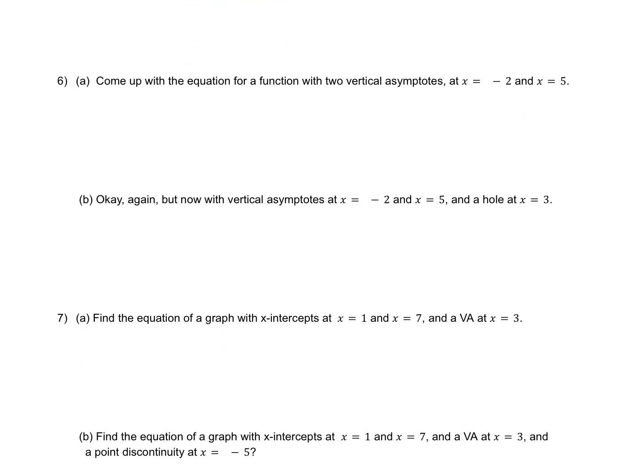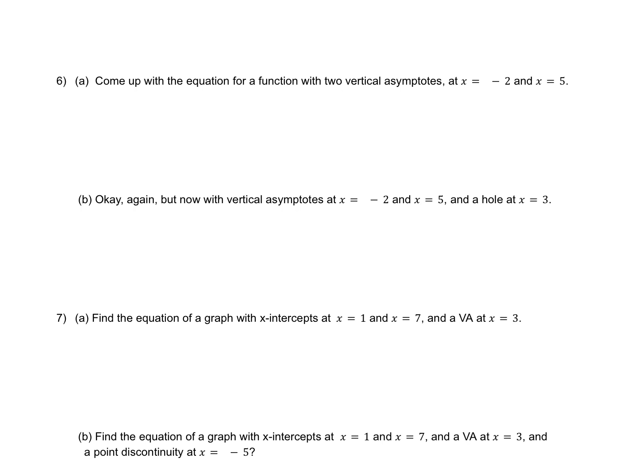Come up with an equation for a function with two vertical asymptotes at x equals -2 and x equals 5. Now for vertical asymptotes, those factors in the denominator will not cancel out. So I need x plus 2 in my denominator and x minus 5 in my denominator. It doesn't give me more information about zeros or horizontal asymptotes, so I can just be a little basic and put 1. Add my restrictions, and that's good.